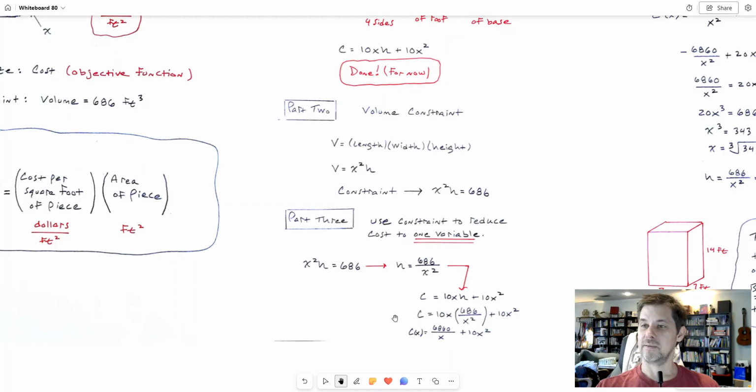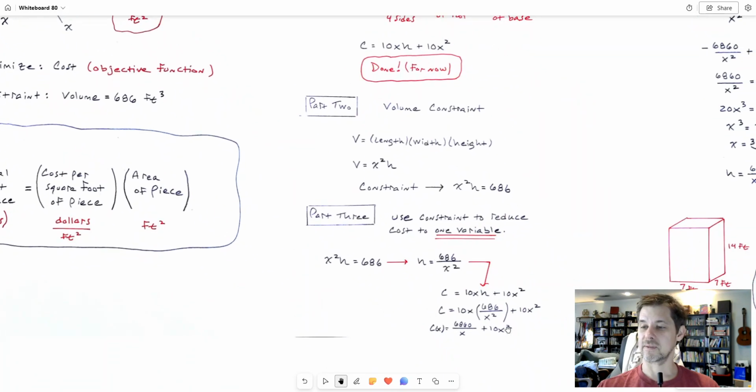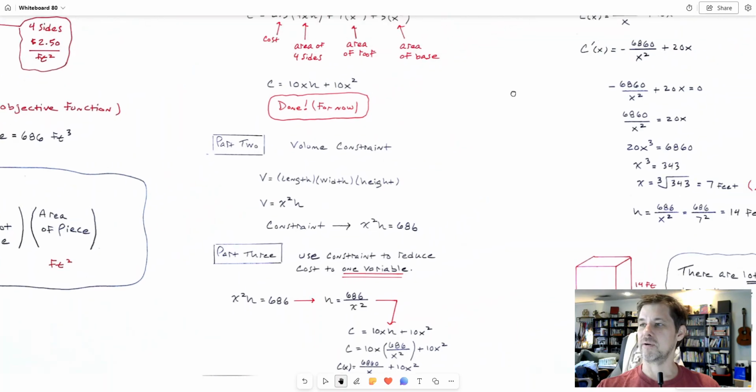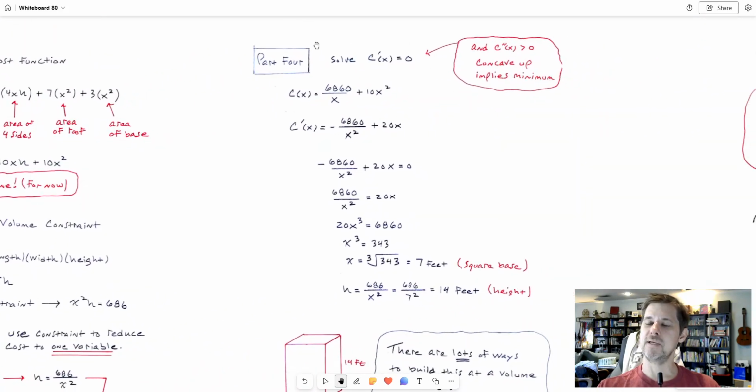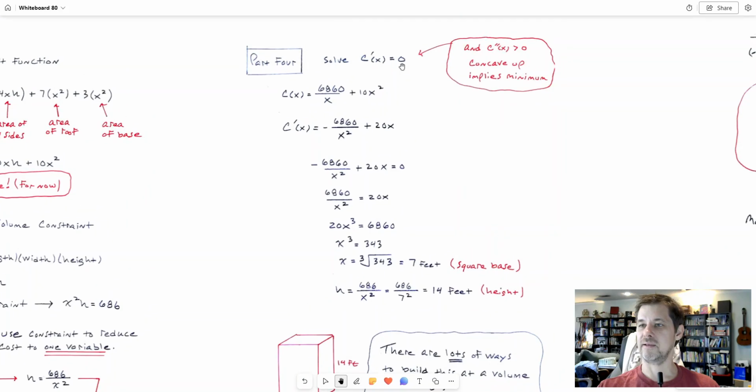Okay, now that does not tell you anything different than this cost function up here. It just tells me the cost, but I only need to know one thing, and that's x, the length of any side of the base. Okay, all right. Now where do I go from here? If I want to minimize the cost, that will come down to solving C prime is 0. So of this right here, see this C of x, the cost function? If you can find the derivative of that and set it equal to 0 and solve it, then you'll have your answer, or you'll at least have an important part of your answer.